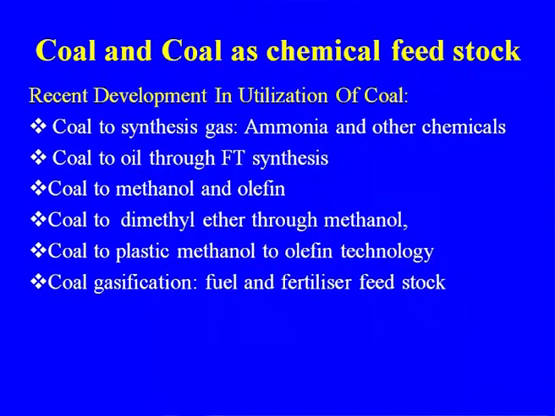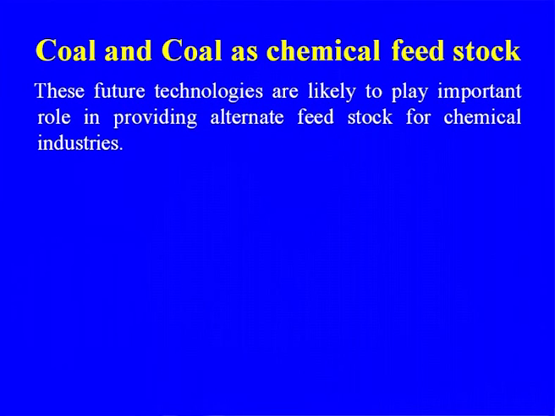Coal to plastic through the methanol to olefin technology, because during the process we will produce propylene, and propylene to plastic, or even ethylene is also produced in the process. And so for the coal to plastic technology, China is already going to have a plant. Coal as chemical feedstock, these future technologies are likely to play an important role in providing the alternate feedstock for the chemical industry.